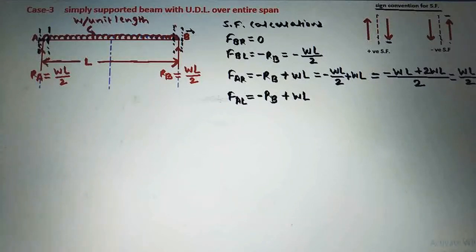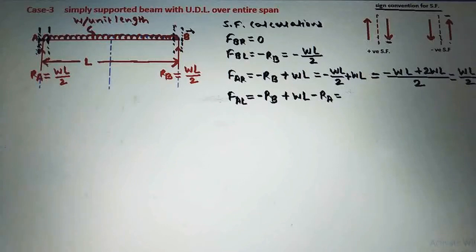Next, see this RA. We are taking the shear force at a section just left of A, and then we are seeing on the right side. So first RB, next is the U.D.L, then this RA. On the right side of a section, this RA is acting in an upward direction, so it will be taken as negative.